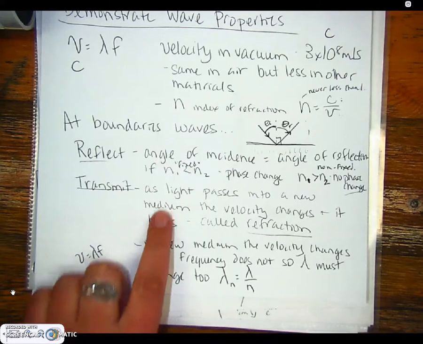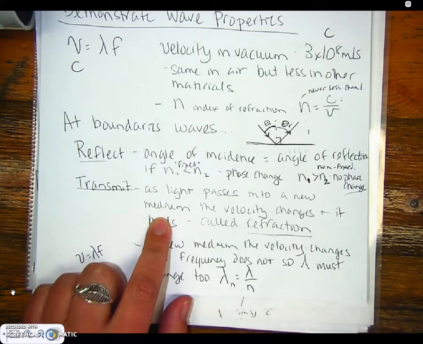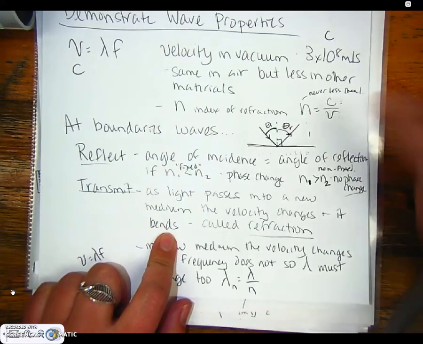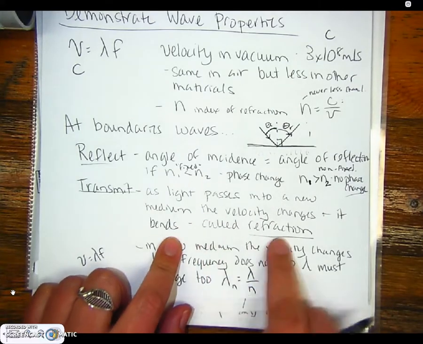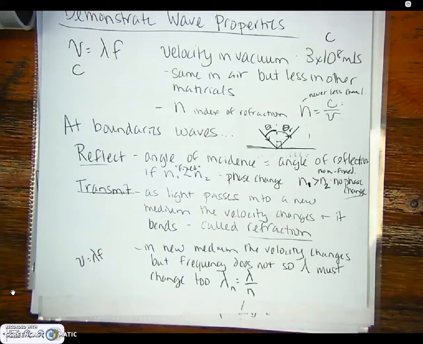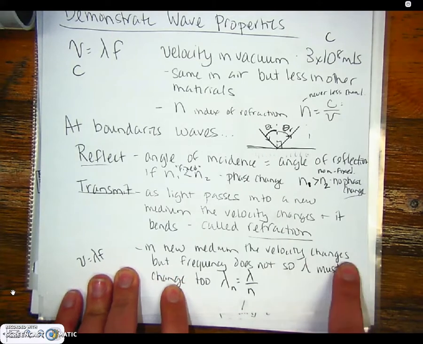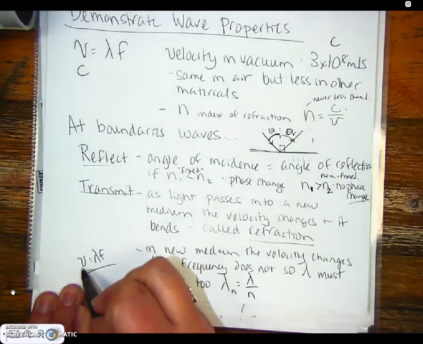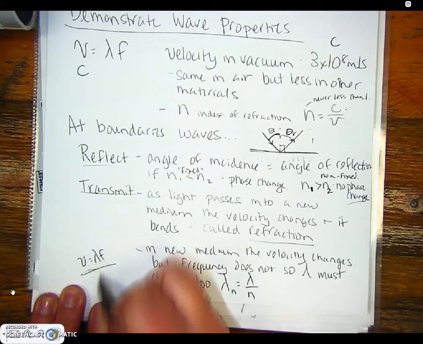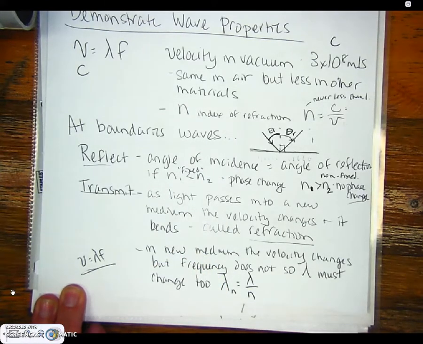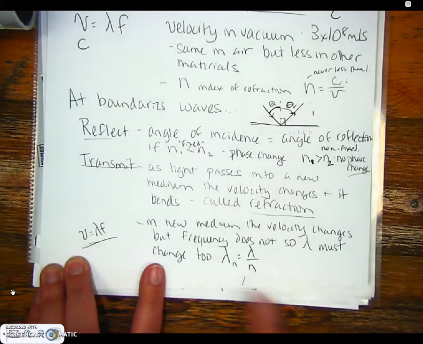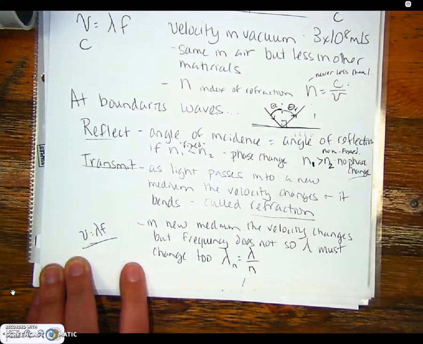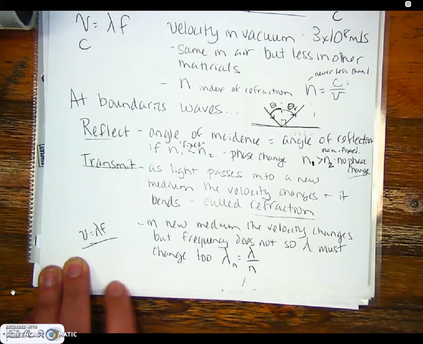All right, so as light transmits into a new medium, we know that when light enters a different medium, the velocity is actually going to change. And when the velocity changes, the light bends, and this is called refraction. In the new medium, the velocity changes, but the frequency does not. Frequency stays the same. So if we look at our wave equation, if velocity goes down and frequency stays the same, the wavelength must also decrease. To find the wavelength in a new medium, you just take the wavelength of the light incident on that medium and divide it by n, the index of refraction. And again, this will come back when we talk about thin film interference.